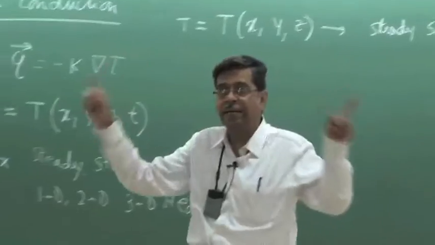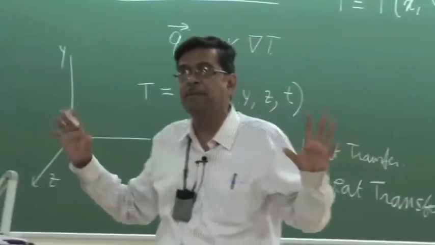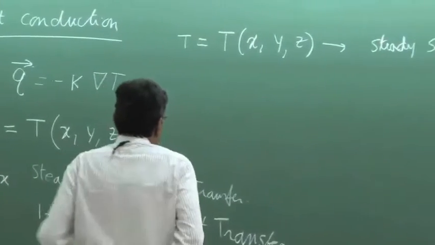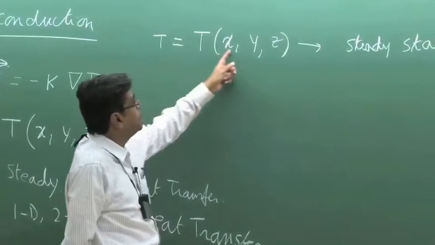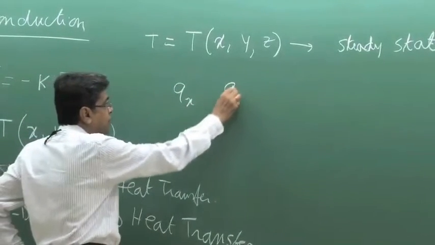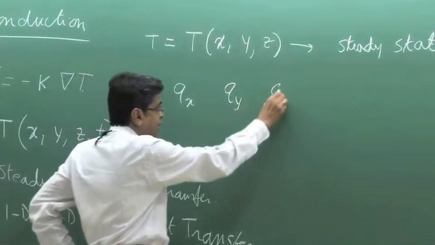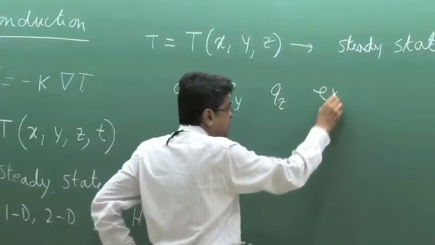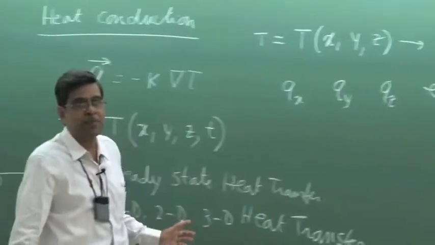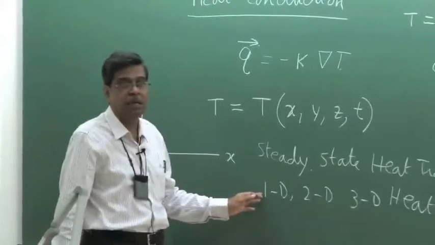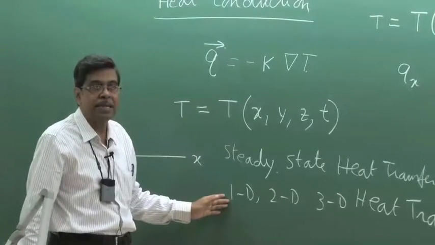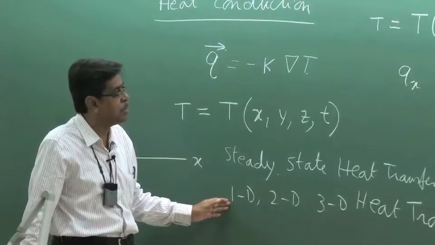That means if we get a temperature distribution within a medium that remains invariant with time. Now, when temperature is a function of 3 space coordinates, the heat flux in all these space coordinates exists because of the respective temperature gradient. And this heat transfer situation is known as 3-dimensional. If this is not a function of time, then it is a steady state 3-dimensional heat transfer process.